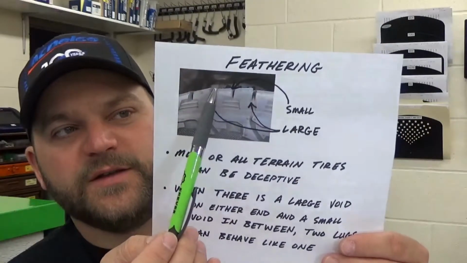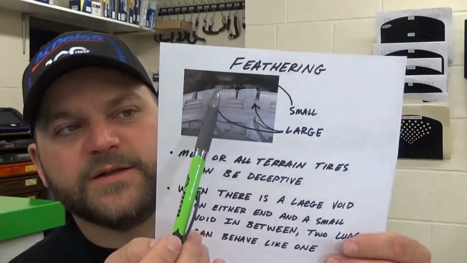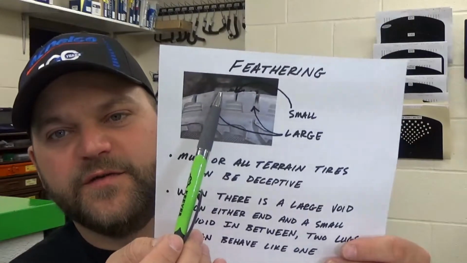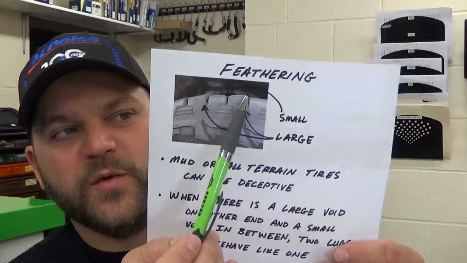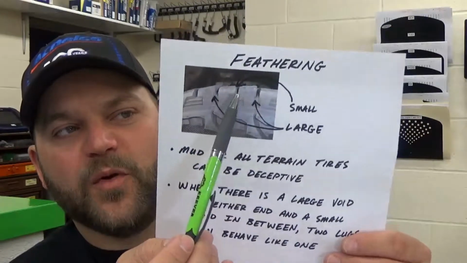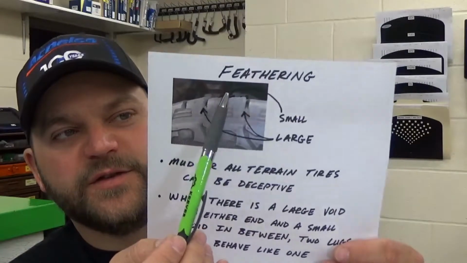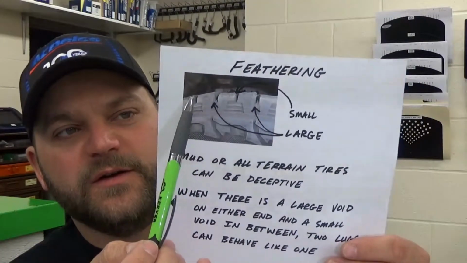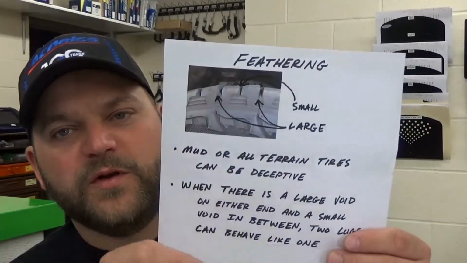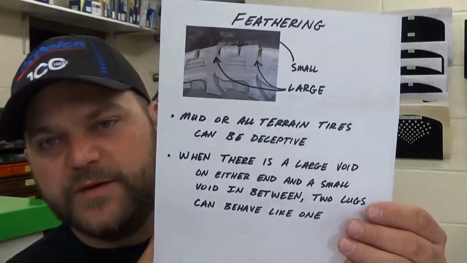Okay? So that's it. So if you look at this two lug pair as a single lug, you'll still see feathering because the front edge is worn down more than the trailing edge. But then you also see it at the break between that two lug pair at that small void. You'll see a change in that wear between the two lugs also. So this can be deceptive, but this is feathering.